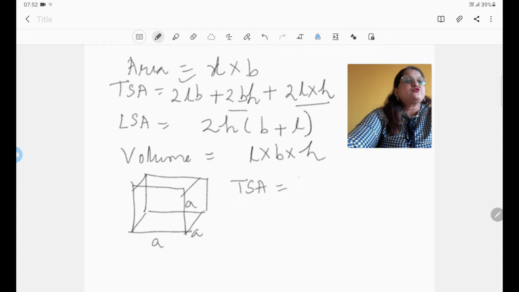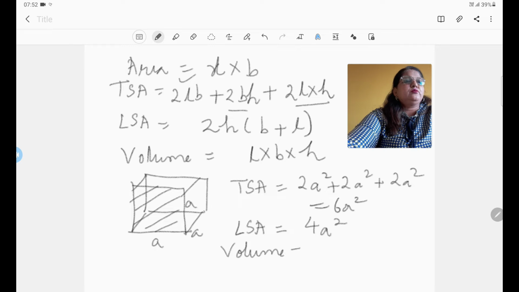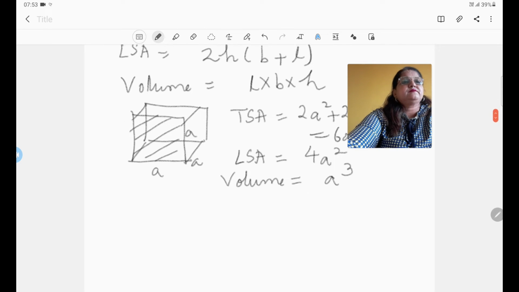So the total surface area of a cube will be how much then? Total surface area is 2a square plus 2a square plus 2a square, which is equal to 6a square. You can simply understand this way: area of one face of the cube is a square, and there are 6 such faces, so 6a square. So try to understand the logic behind everything. Lateral surface area, we leave the top and the bottom, so only 4 squares we get, so the formula for that will be 4a square. Then, what's the formula for volume of a cube? In place of L, B and H, we write A's, so we get a cube. That's it.